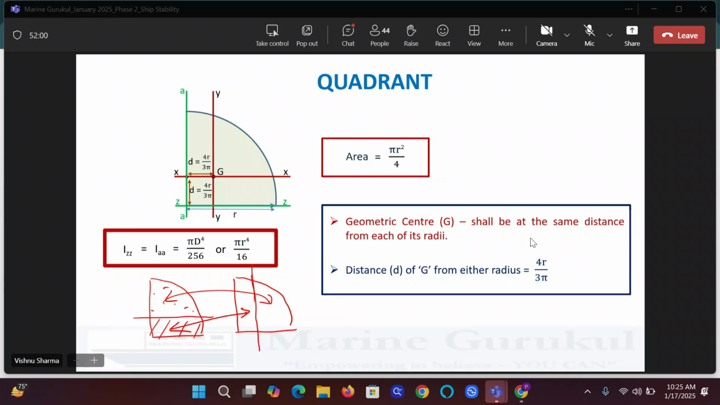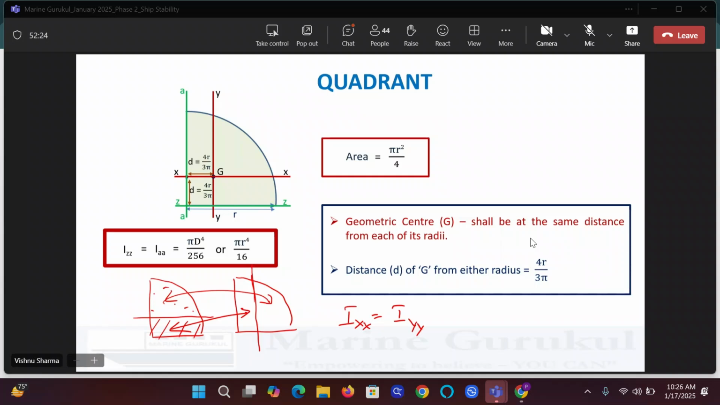Symmetrical, sir. It is the same about XX and YY, correct? So why am I saying it is the same? When I say it's same, that means IXX and IYY would be same. That is why I'm asking you, is the area distribution same about XX as well as YY?